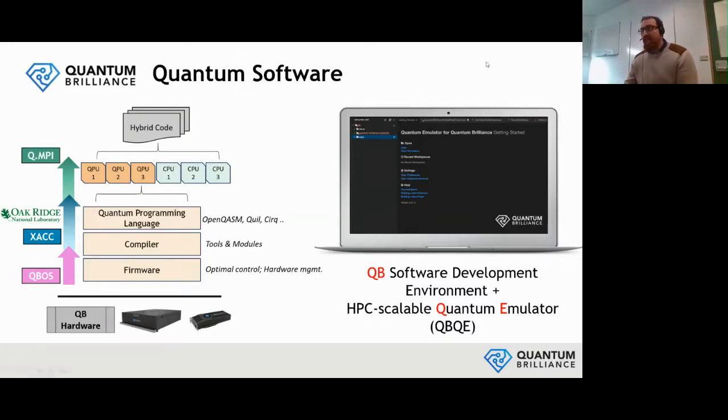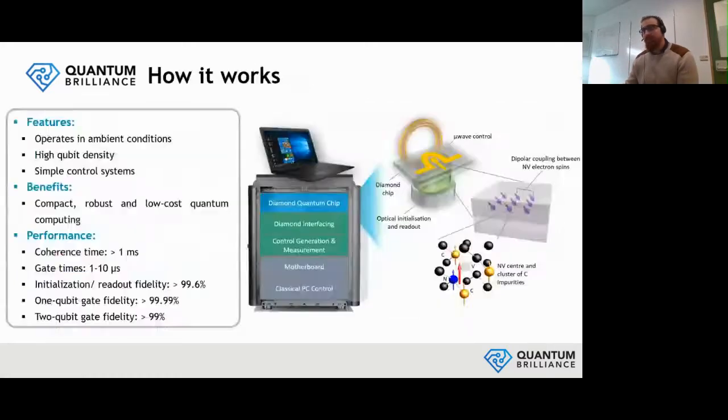You can see an actual picture of one version of this software on the top of a stack I'm talking. We call it Quantum Emulator for QuantumBrilliance, or maybe a bit longer, QB Software Development Environment, which is HPC scalable, for short QBQE. So QBQE is currently available, and people can start experimenting with it. We think it has some unique features compared to some of the competitors.